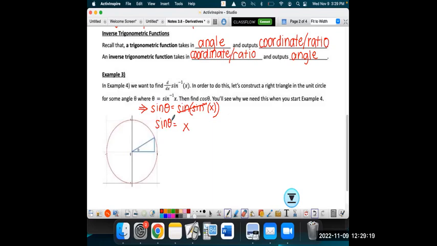Now, since sine of theta is opposite over hypotenuse, I'm going to put this over 1. And I'm going to label that in my triangle. So I have my theta labeled, opposite is x, and hypotenuse is 1. Let's figure out this missing side here.